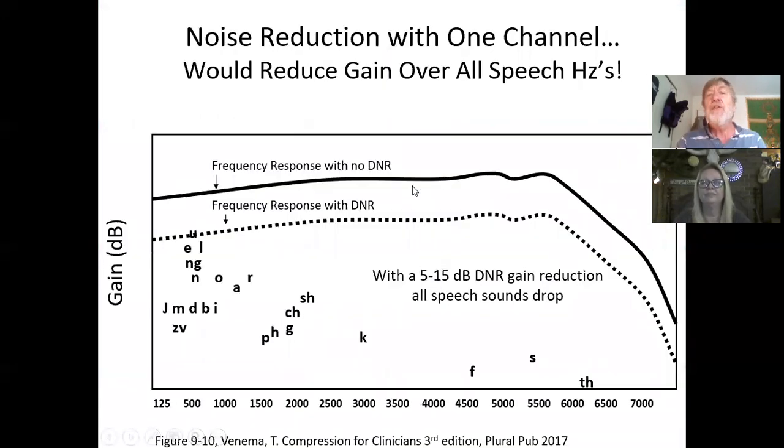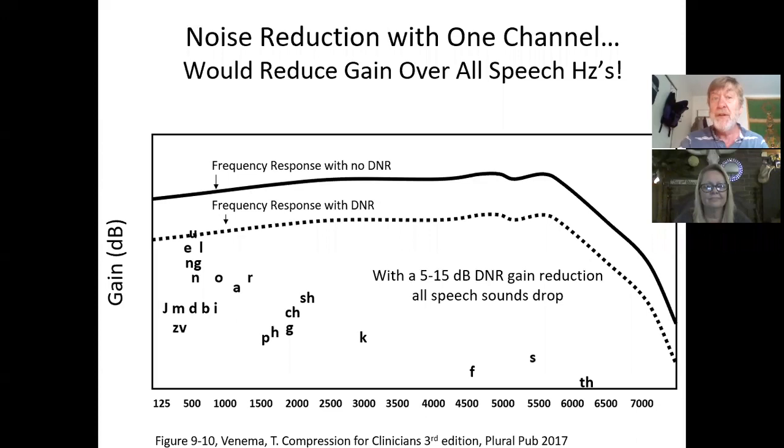So, noise reduction with just one channel. Pretend you had a digital hearing aid that had one channel, and you're using digital noise reduction. What would that do? That would simply be doing this. If the noise reduction kicked in, you'd get the dotted line. If the noise reduction didn't kick in, you'd have the top solid line. Call this the frequency response of some fictitious hearing aid, just a Ted Venema made-up hearing aid. Frequency response with no digital noise reduction. When the digital noise reduction kicks in, then you got a reduction.